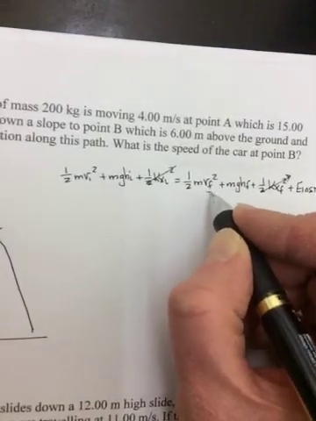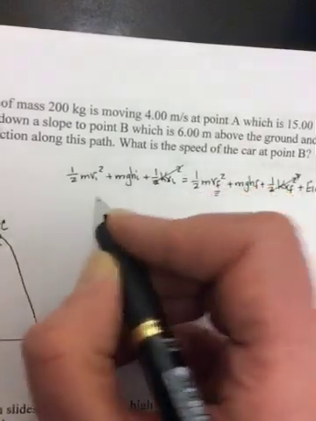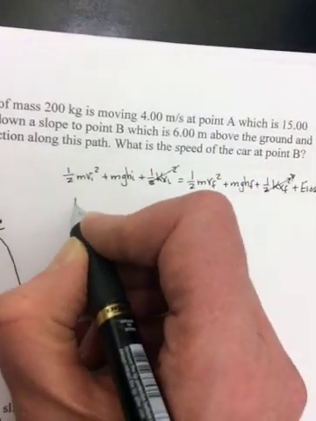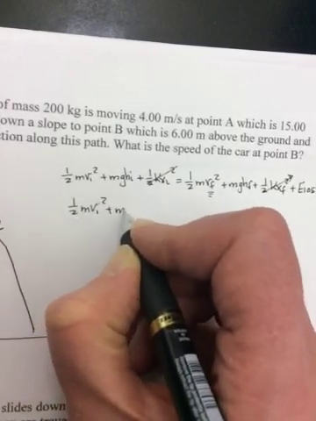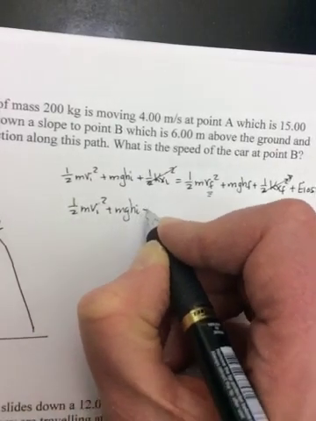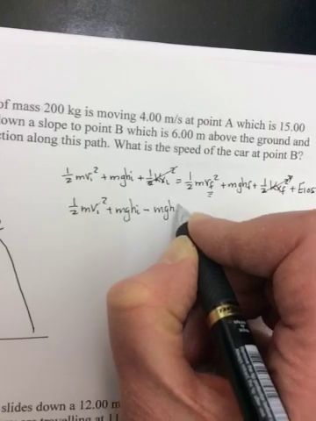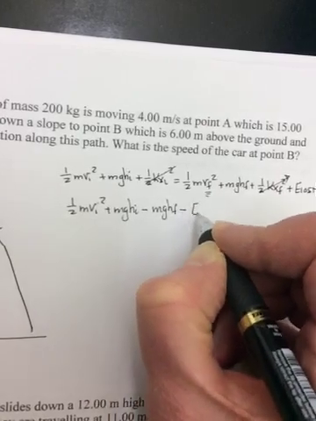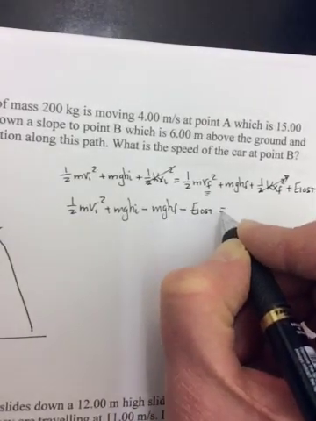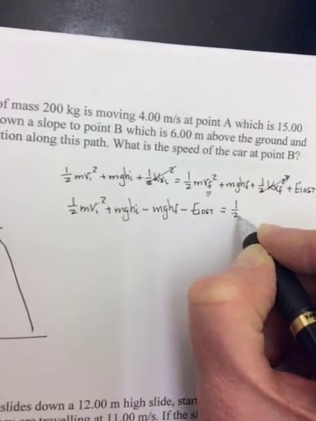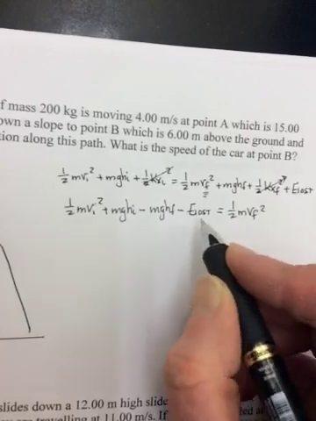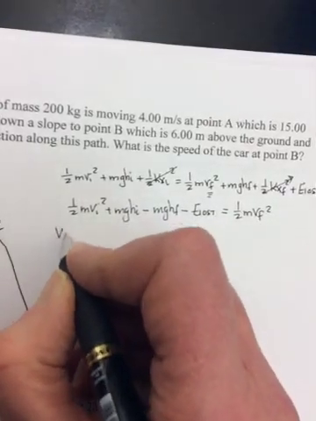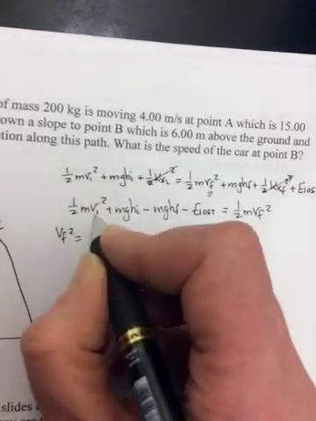We're trying to solve for VF. So take your MGH and E lost over. So 1/2 MV initial squared plus MGH initial minus MGH final minus E lost will equal 1/2 MV final squared. Okay, and so now we want to get the V final squared by itself. So multiply everything by 2.